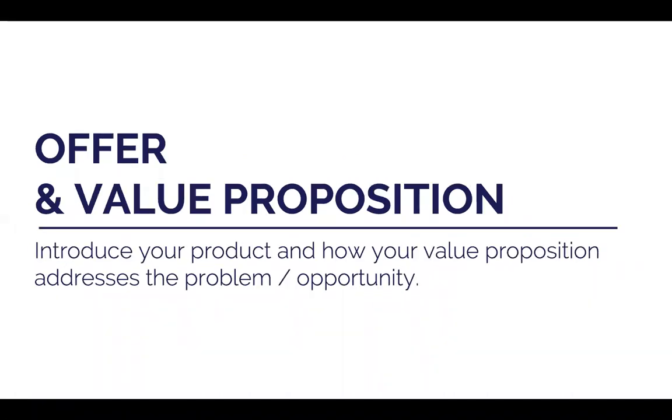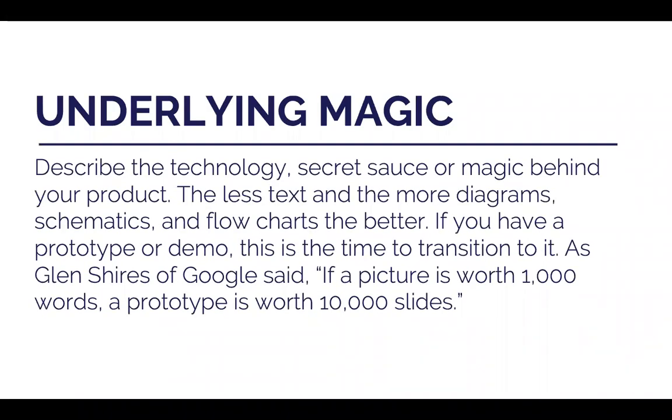Next, your offer and value proposition. Introduce your product and how your value proposition addresses the problem and opportunity. The product can be your company as well, if it's a service, for example. And then the underlying magic, this is an expansion on how it works. It can be a flowchart, or a certain element of your business. For example, the underlying magic is that it's affordable, it's cloud-based. So those can be in word form as well.